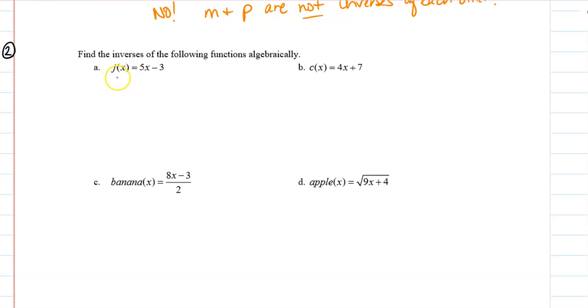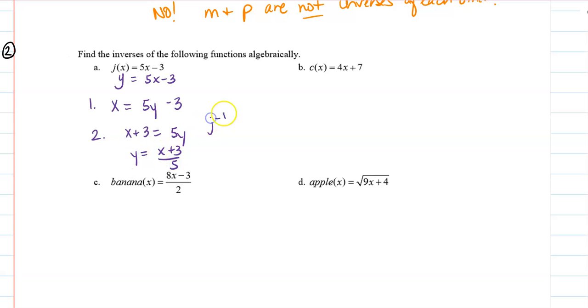So j of x is the same thing as y, right? These are both just outputs and different ways of saying the output. So step number 1 is going to be to switch their places. And then step number 2 is going to be to solve for y. So you have x plus 3 is equal to 5y. Therefore, y is equal to (x plus 3) over 5.